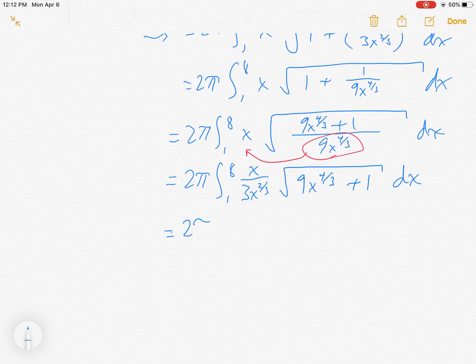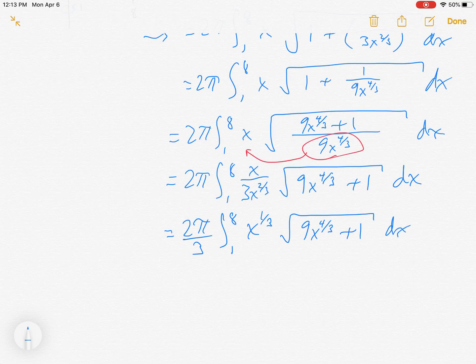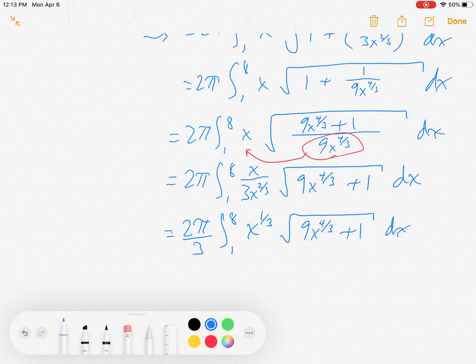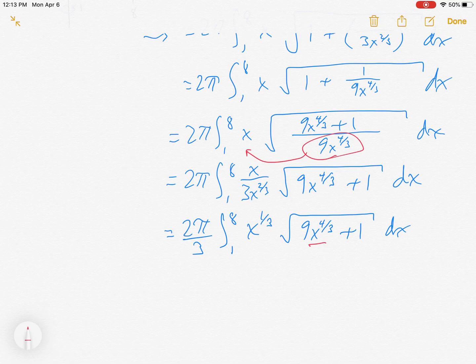You may still feel discouraged. This is really not getting us anywhere, but hang in there. You know what, let's bring that 3 all the way out. The 3 doesn't have any x in it, so we can do that. And then x over x to the 2/3 is x to the 1/3. So do you think we did anything worthwhile there? I mean, we still can't integrate it, can we? But hopefully something stands out to you here.